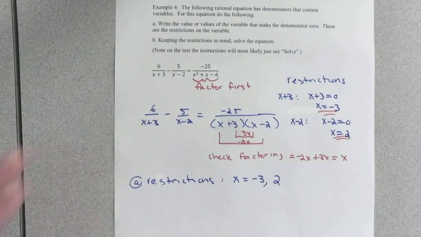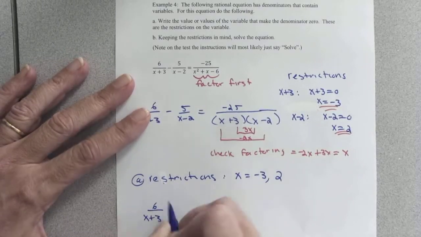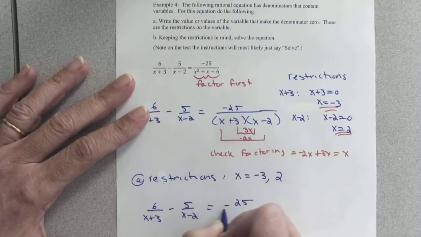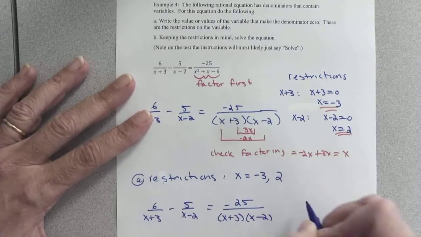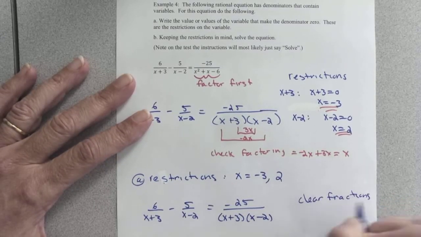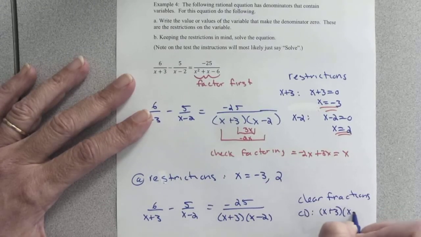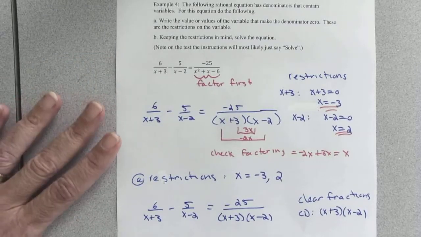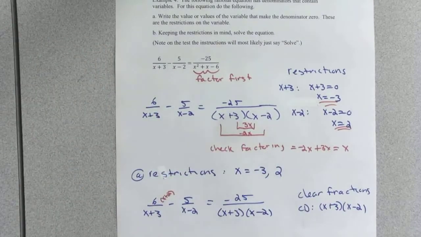Okay, let's solve this guy. So I'm just going to copy it down again so I have more space. And I'm going to copy it down with its factored format. And the first thing I'm going to do is clear the fractions. My common denominator is going to be the x plus 3, x minus 2. And so I'm going to multiply everybody by that x plus 3, x minus 2.